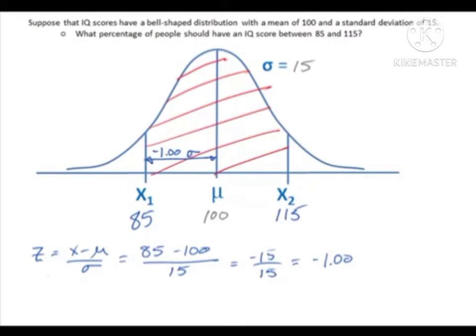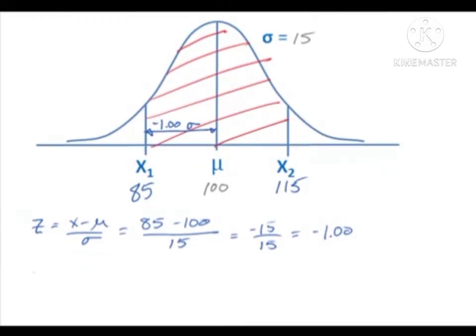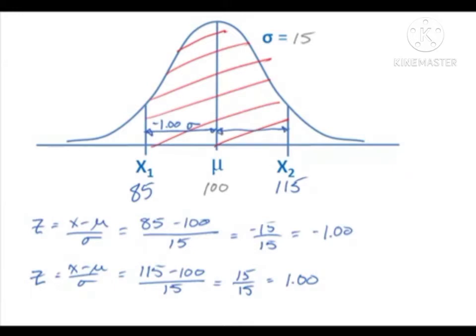We can also find a z-score for x2: x minus the mean over standard deviation, of 115 minus 100 over 15, which is equal to 15 over 15. This is equal to a z-score of 1.00. So the distance on the right side is equal to 1.00 standard deviations.